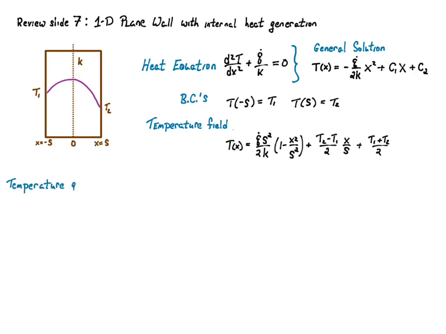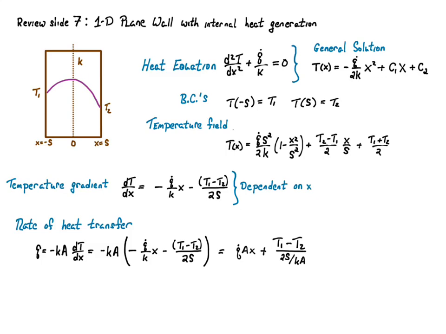Now, the temperature gradient we arrive at by taking the first derivative of the temperature field with respect to x, and we find that our temperature gradient is dependent upon the variable x. It's also important to note that if the internal heat generation Q dot was equal to 0, the temperature gradient would just reduce to that of a simple one-dimensional plane wall with different temperatures on either side of it.